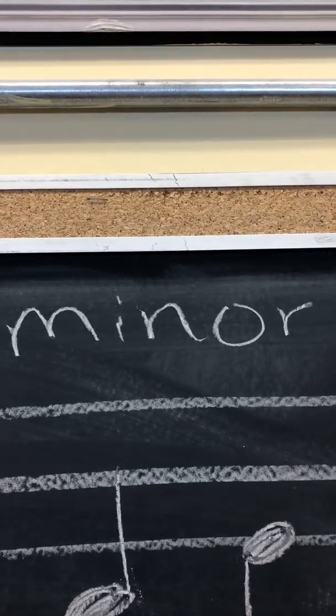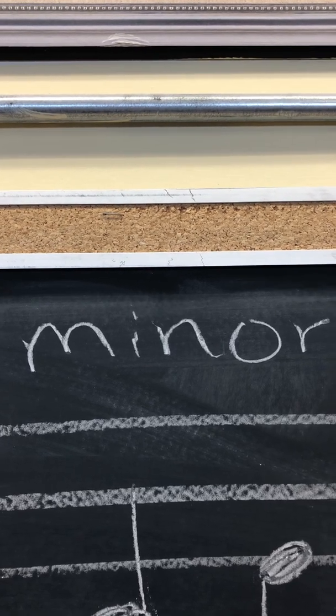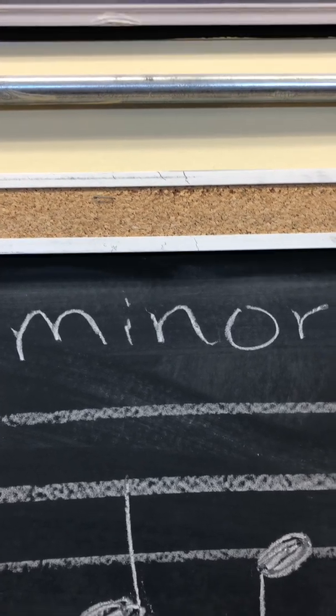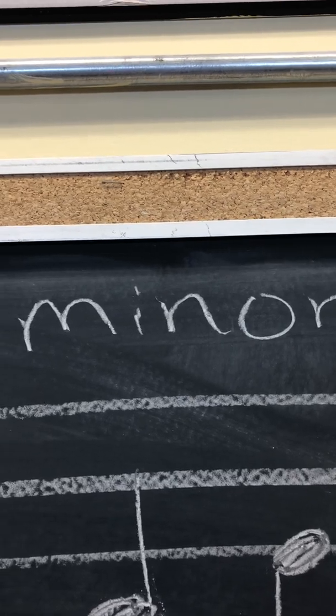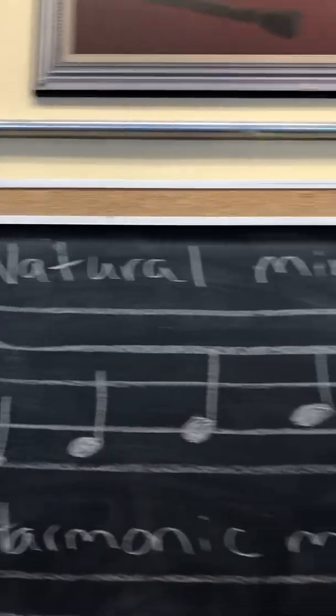Okay, this is the grade 11 minor scales lesson. I believe it's 10B and it's your last theory lesson. So today we're going to be dealing with minor scales. We already know how to do a natural minor scale.